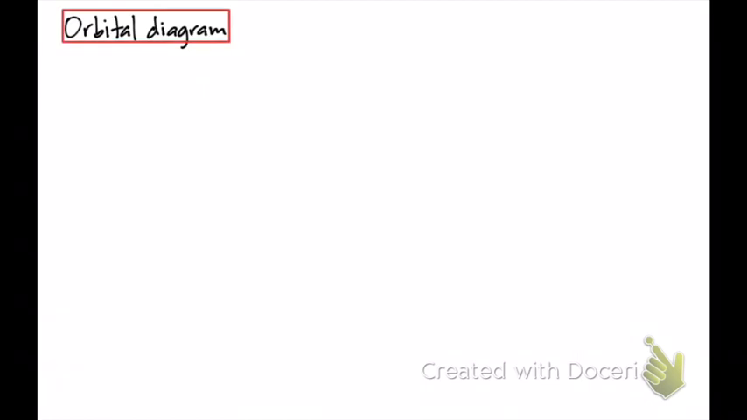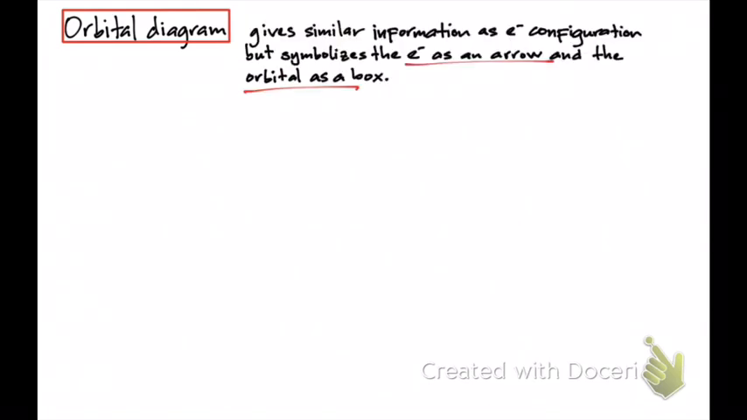So the concept of electron spin is important whenever we're learning this new concept called the orbital diagram. An orbital diagram is basically similar to an electron configuration. It's just another way to show an electron configuration for specific elements. By definition, an orbital diagram gives similar information as electron configuration, but symbolizes the electron as an arrow, a half arrow, and the orbitals as a box.